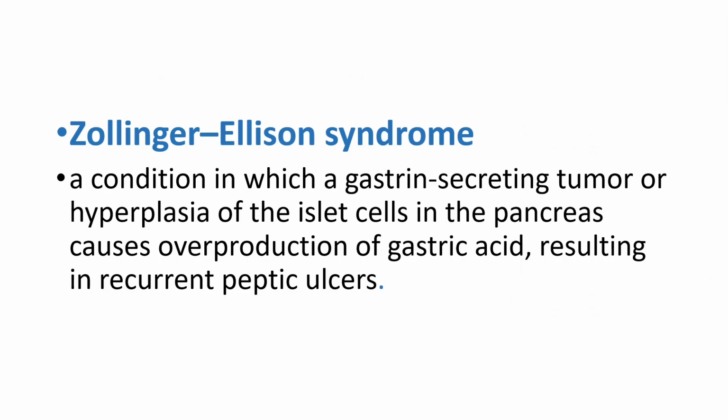So next is Zollinger Ellison syndrome. It is basically a condition in which a gastrin-secreting tumor or hyperplasia of the islet cells in the pancreas causes overproduction of gastric acid, resulting in recurrent peptic ulcers.